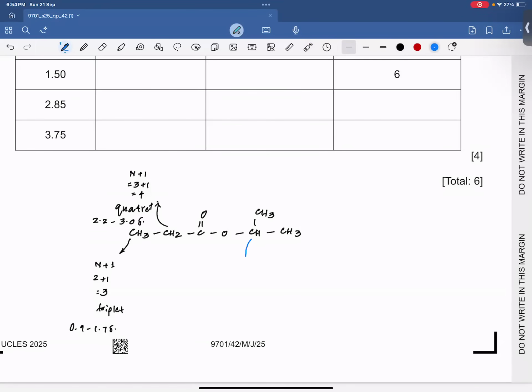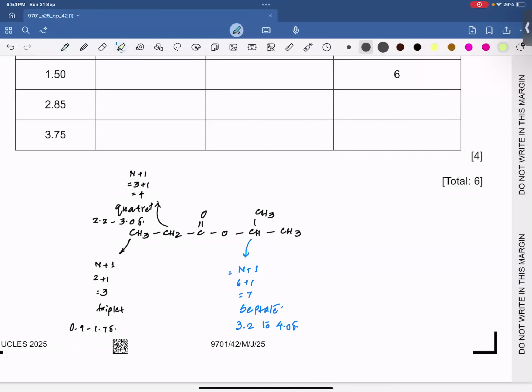Now this carbon atom has 6 hydrogens in its neighbor. So if I apply the n+1 rule, there are going to be 7 peaks. When we have 7 peaks, according to my lecture, it's going to be a septet. And since this carbon is attached to more electronegative oxygen, its chemical shift is going to be 3.2 to 4.0 delta, okay, according to the data booklet.